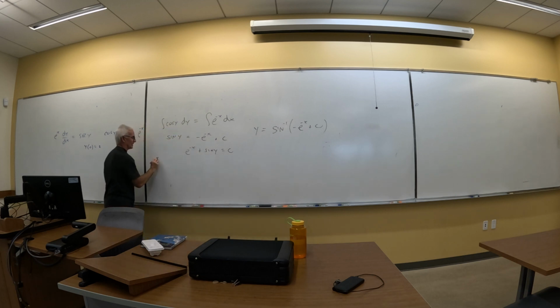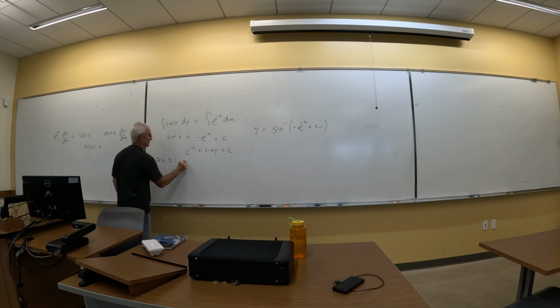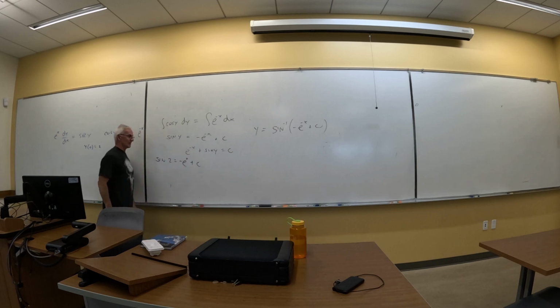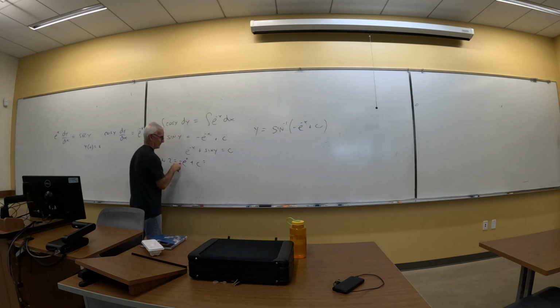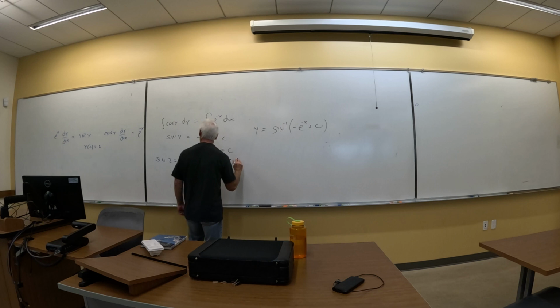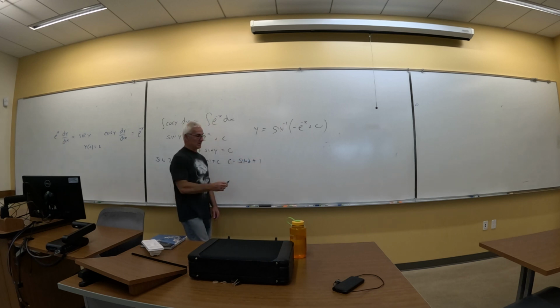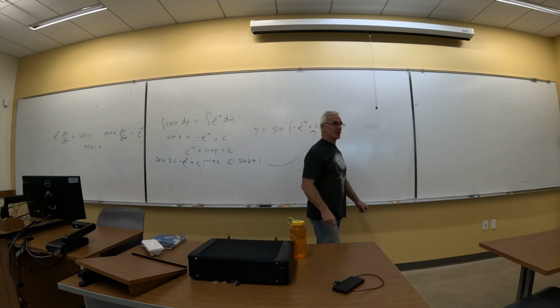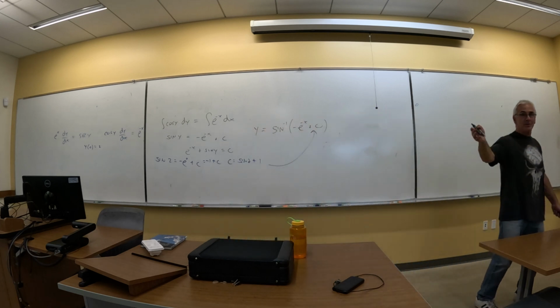So now I have what? Sine of 2 equals negative e to the 0 plus c. What's that? 1. Oh, wait, negative 1. Negative 1 plus c, therefore what's c equal to? Sine 2 plus 1. Yeah. And now I put it in right there. Because I'm now done, I don't need it anymore.